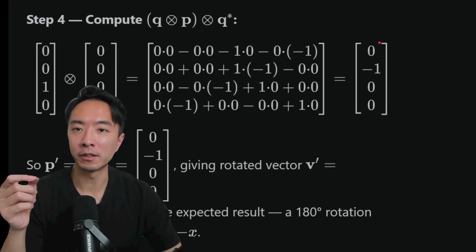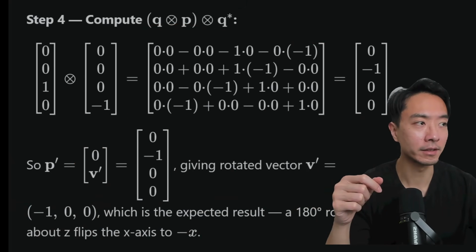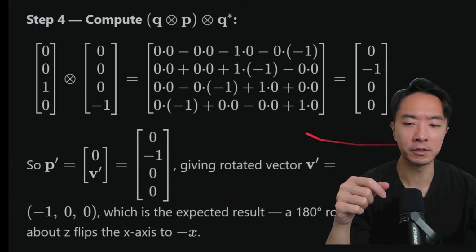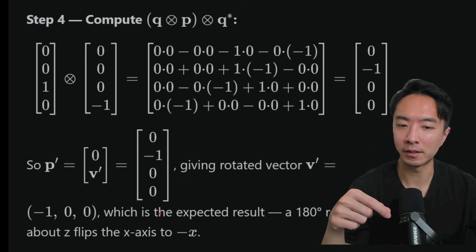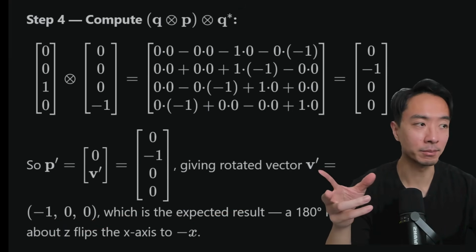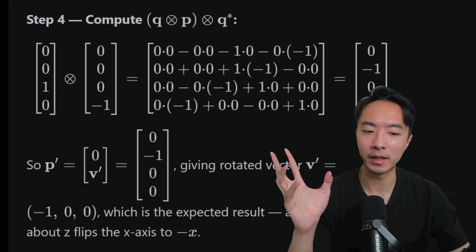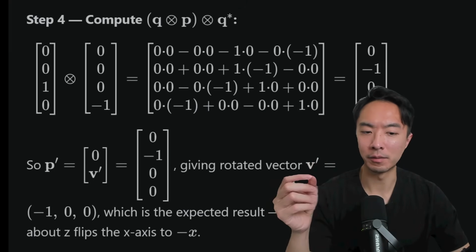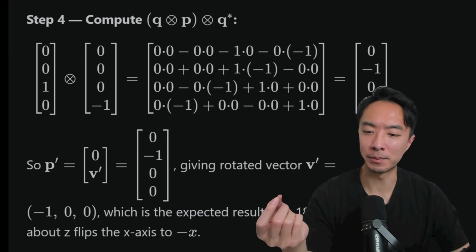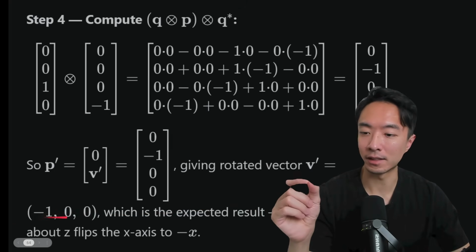So we have step 4 here. We have this new product here. We multiply that one out. When we do that, we have 0 -100. Then we have P prime is 0, V prime, plug it in here. And V prime is -100. This is the expected result because when you rotate a vector by 180 degrees, it's the same thing as flipping it. A 180 rotation about Z flips the x-axis to -x. So this actually makes sense that it is -100.